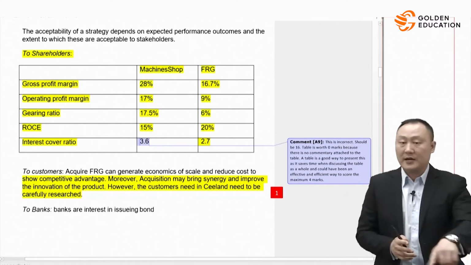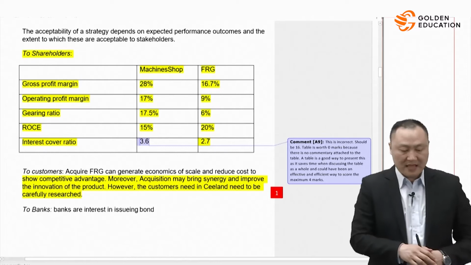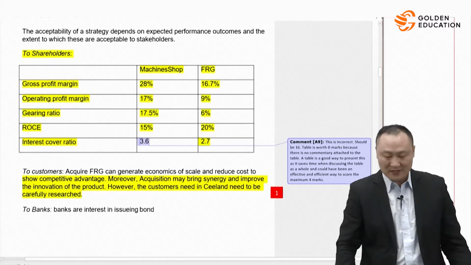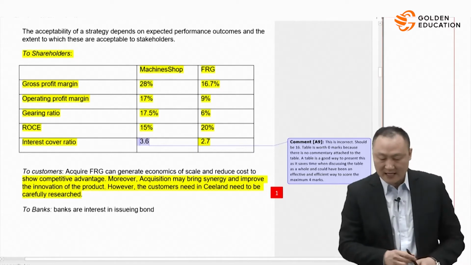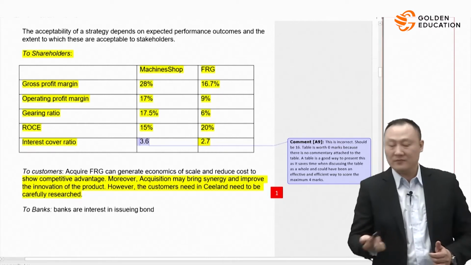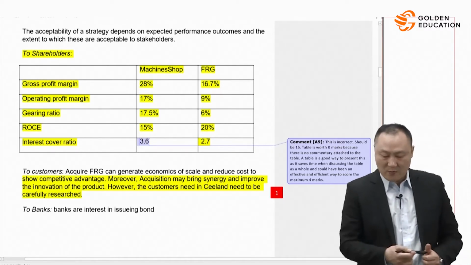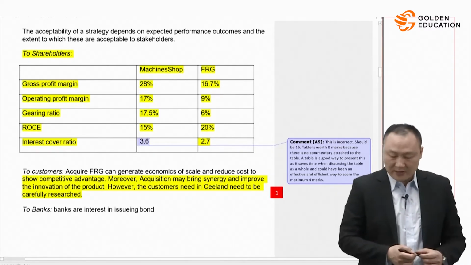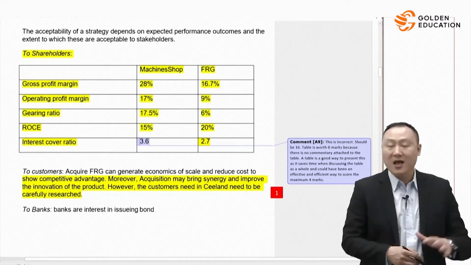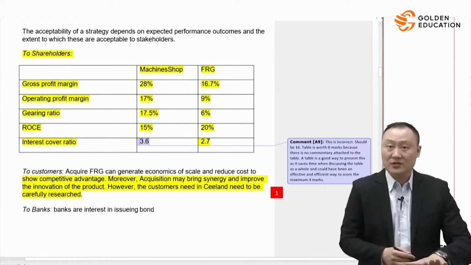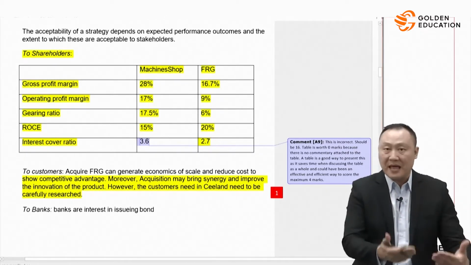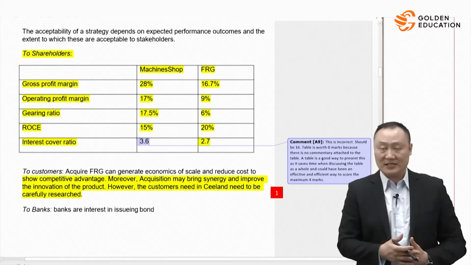And here he calculated enough numbers, which earns only 1 mark of that. This is poor. Let's read the examiner's comment. This is incorrect. Should be 16. That means the calculation was wrong. The table is worth 0 marks because there's no commentary attached to the table. That means only calculation is insufficient. You need to give your comment based on the numbers you calculated, ladies and gentlemen.